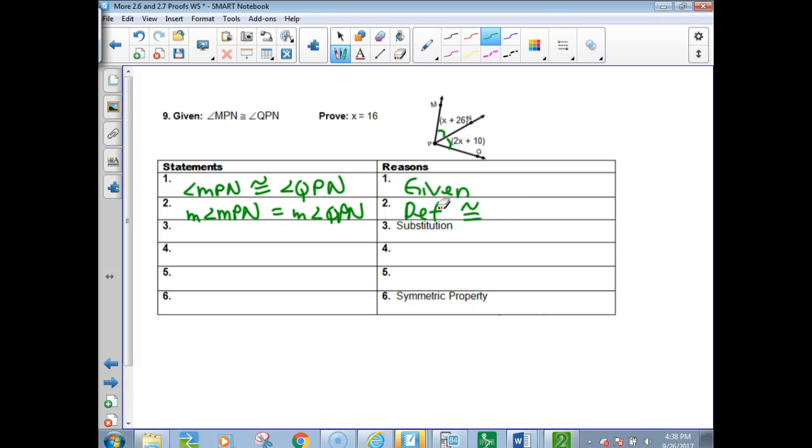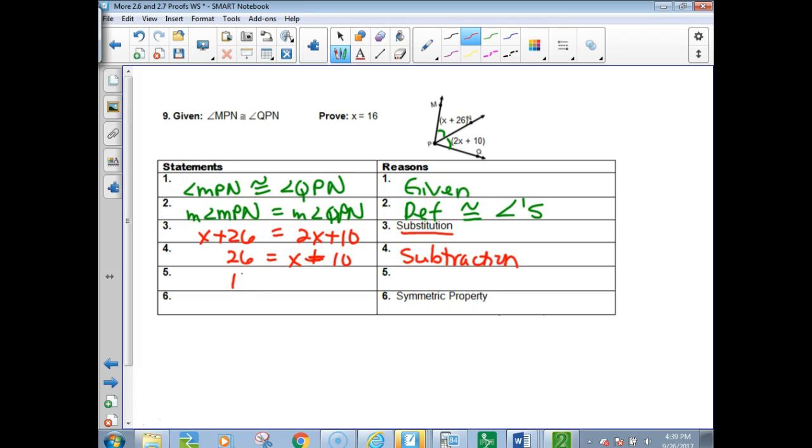Now I'm not talking about segments anymore. I'm talking about angles. So definition of congruent angles. Now I'm going to trade the measure of angle MPN for what's labeled in the diagram, an x plus 26. And for the angle QPN, I'm going to replace it with a 2x plus 10 by doing a substitution. Next, I'm going to subtract x from both sides, giving me 26 equals x plus 10. And that was my subtraction property.